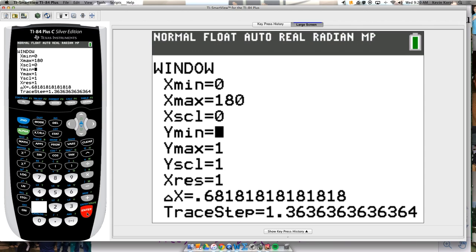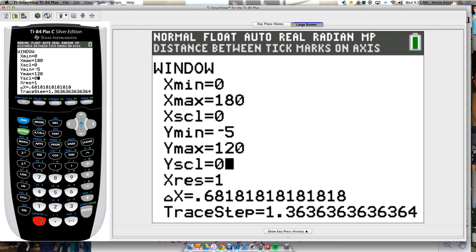Y min, what does the x-axis represent in this problem? Does it have any relevance? The x-axis. We're measuring time, but if you're measuring the distance above ground, then the x-axis itself could represent the ground itself, right? Yeah. So let's go ahead and do this. I'm going to set this to negative 5 instead of 0, just so I can see the x-axis. And then my y max, 105 is our high point, but let's go a little bit above that so we can have some buffering space up there. So maybe 120 or something like that. And we'll turn our y scale to 0 as well.